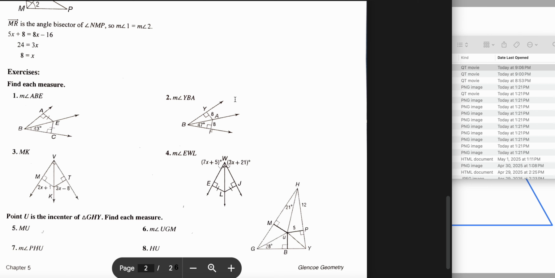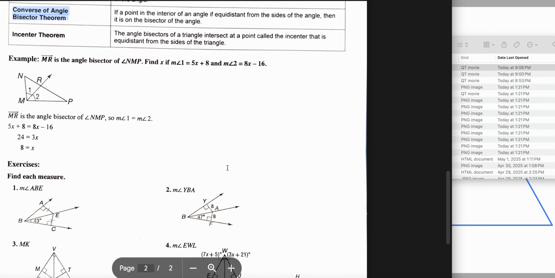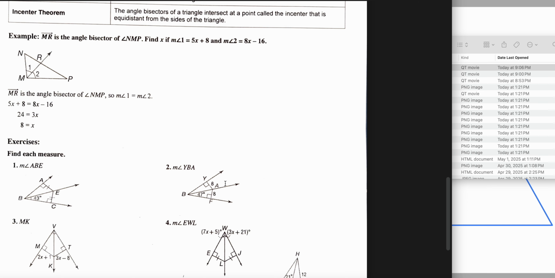Okay, so we're over here in question number two, and we know that these two distances are congruent, right? AY and AF, and we know they form the same angle, a right angle, with the sides of the angle YBF. So we know that AB, because of the converse angle bisector theorem, is an angle bisector. So YBA is equal to 47 as well.